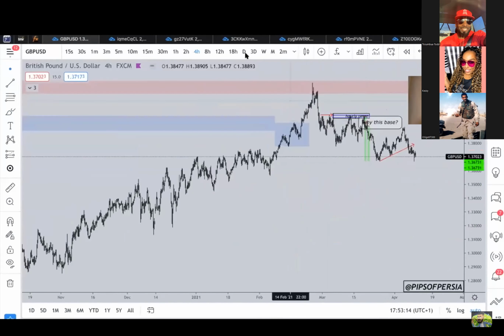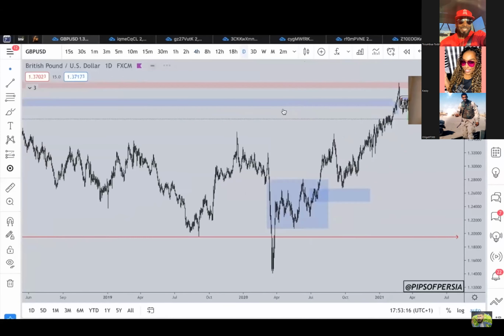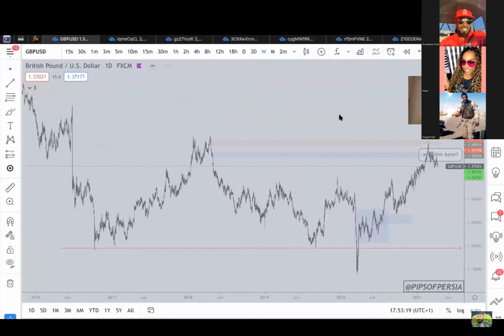But generally speaking, with GBP USD, let's start off on the higher time frame. So, for example, daily or weekly. I want to actually start off on the weekly time frame.